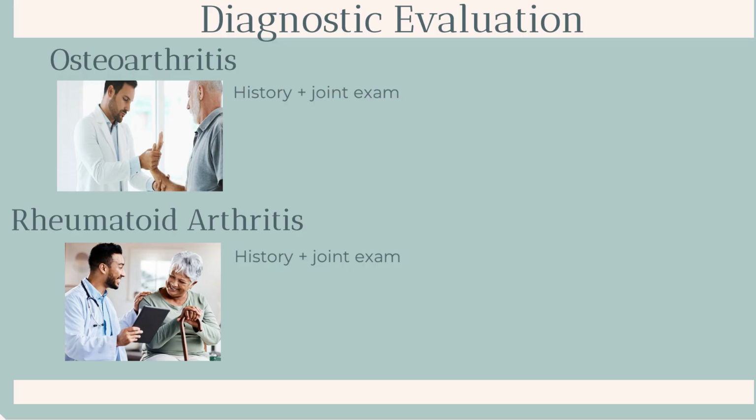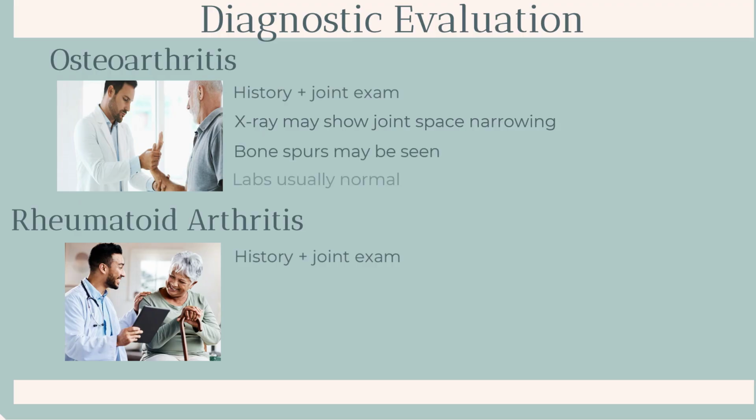Either diagnosis requires your history and a joint exam. Your provider is looking at which joints are involved, how long stiffness lasts, and whether there is swelling or warmth. For osteoarthritis, x-rays can be helpful. Over time, they may show joint space narrowing, suggesting cartilage loss and possible bone spurs.